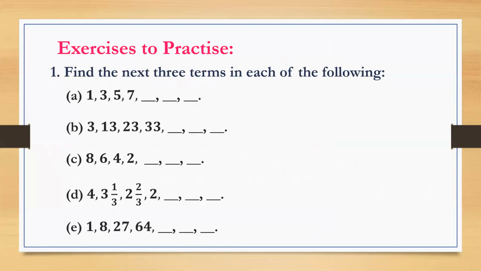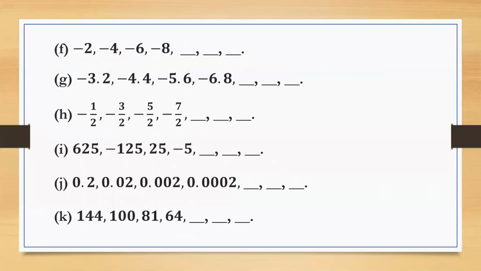Now you have a few questions to practice. The first one, find the next 3 terms in each of the following. For example, here, part A, 1, 3, 5, 7. This is in fact the sequence of odd numbers. Or we can also add 2 to get the next term. So you will have to find the next 3 terms for the different parts.